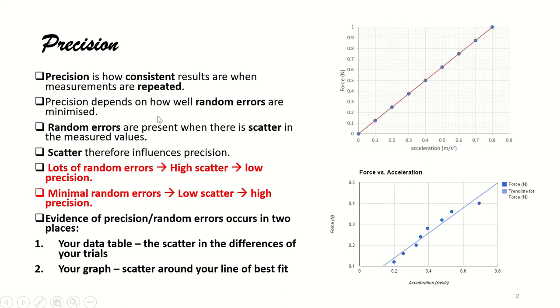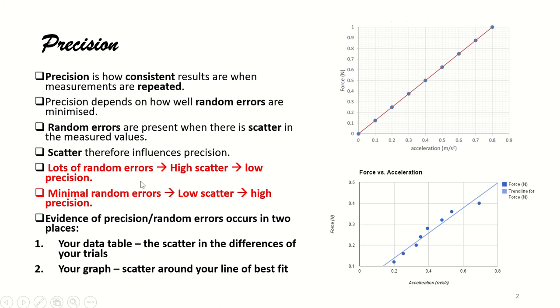Now, precision is how consistent the results are when the experiment is repeated. So basically, precision depends on how well the random errors are minimized. So if you have minimal random errors, you're going to have minimal scatter. So random errors cause scatter in your data. And if there's scatter, that's going to influence the precision of your data, because precision is how consistent your results are.